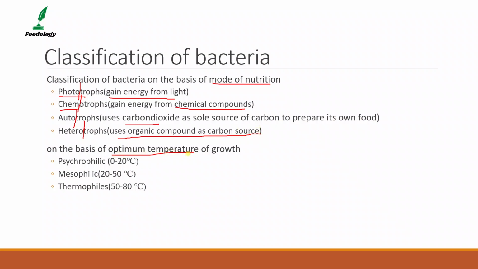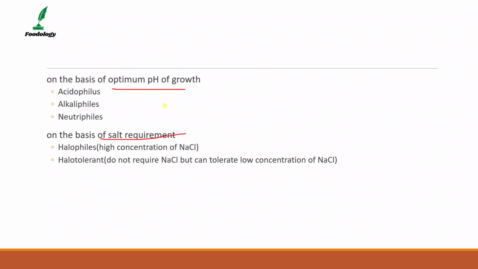Then you have classification on the basis of optimum temperature. We have psychrophilic group, we have mesophilic, then we have thermophilic. For psychrophilic, the range is 0 to 20 degrees Celsius, mesophilic 20 to 50 degrees Celsius, and for thermophilic, we have 50 to 80 degrees Celsius. Now, different books and different resources will have different temperature ranges. More or less, the temperature range is the same, and this I've taken from a research paper. So, a very reputed one, it should be reliable.